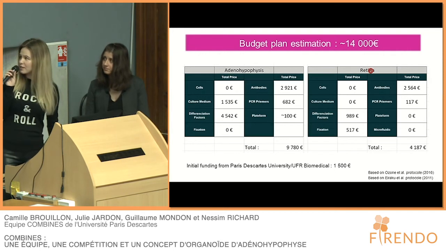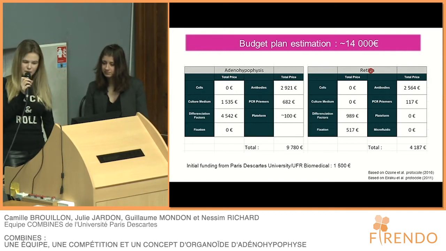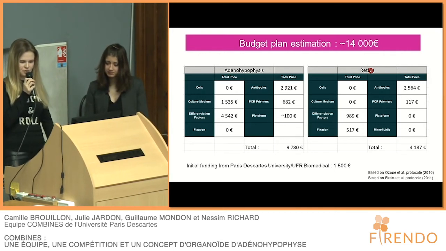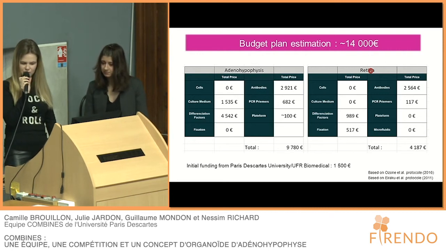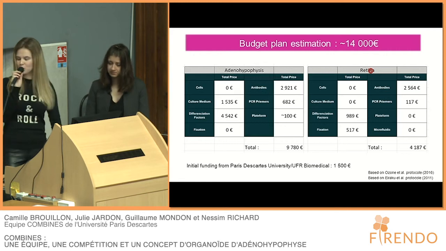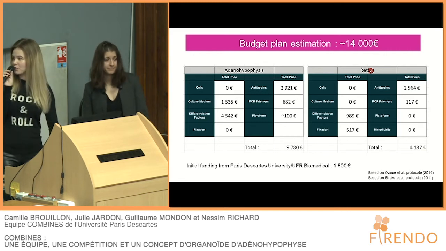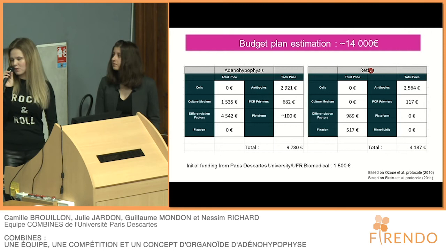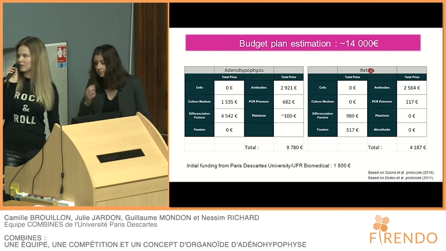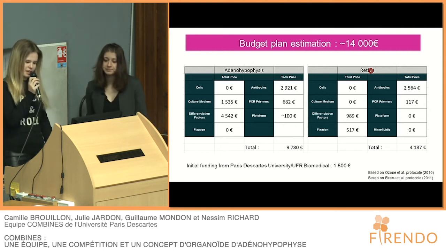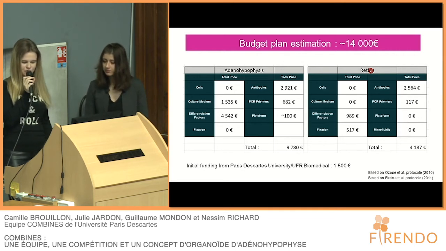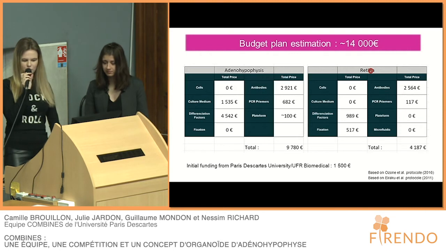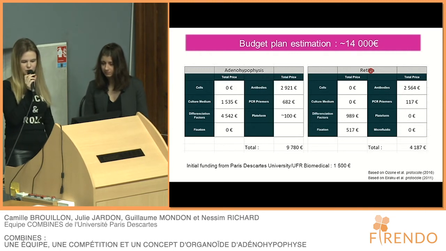Regarding our budget plan, it was estimated at 14,000 euros. And as you can see, we focused this estimation on 2 articles: ozone for the retina, ozone for the adenohypophysis, and Equipe for the retina. And we benefited from the help of our university, amounting to 1,500 euros.